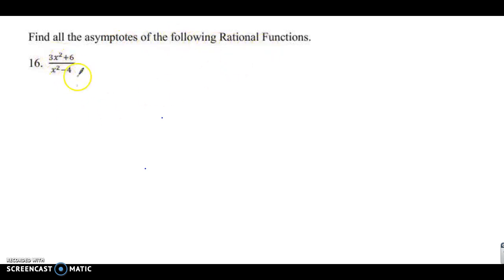So remember, a rational function means we have a fraction. We have two different kinds of asymptotes. We have our vertical asymptotes, which, remember, to find a vertical asymptote when we did our radii, we were looking for where the bottom is equal to 0.